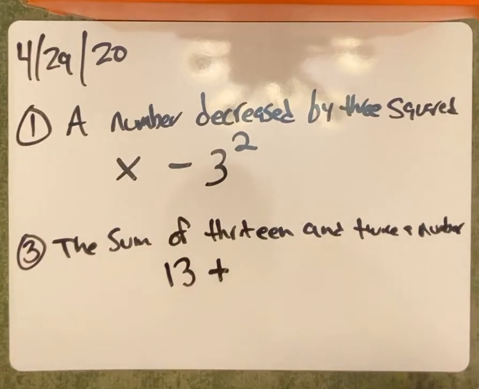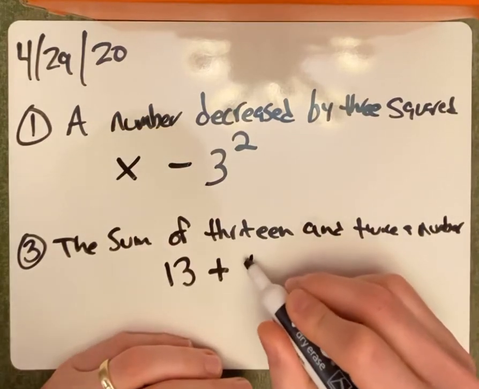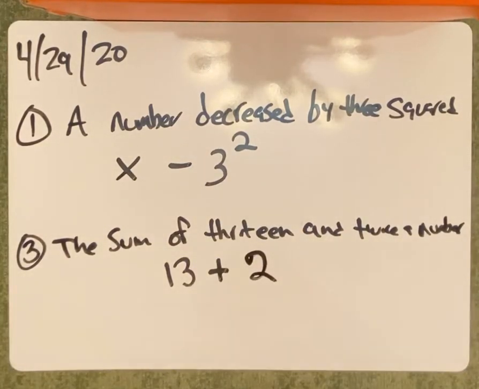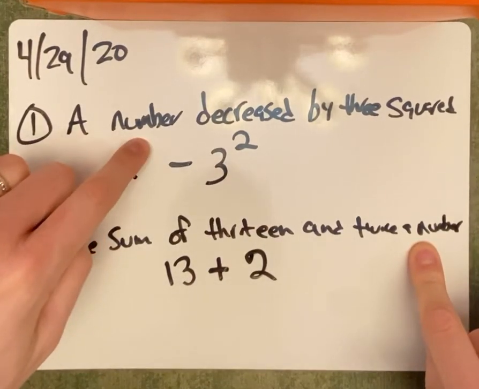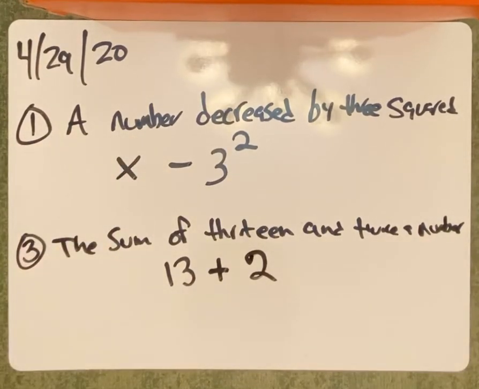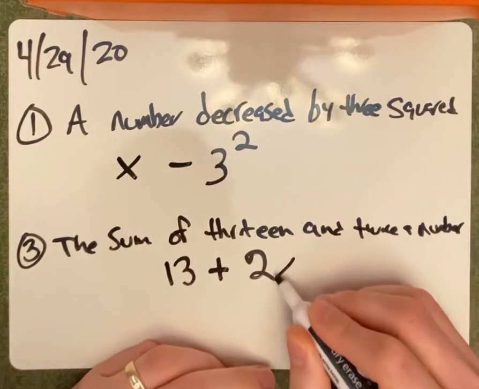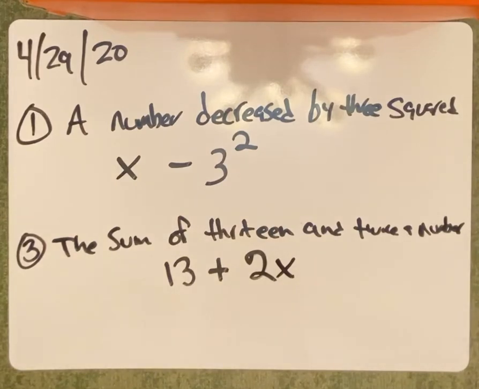If I'm twicing something, if I'm doubling something, what am I doing to it? I'm multiplying by 2. So I put a 2, and now since it says a number again, notice a number, that means it could be any number. So I'm just gonna write X. I'm gonna use a variable. Whenever you see a number, it's like a variable.